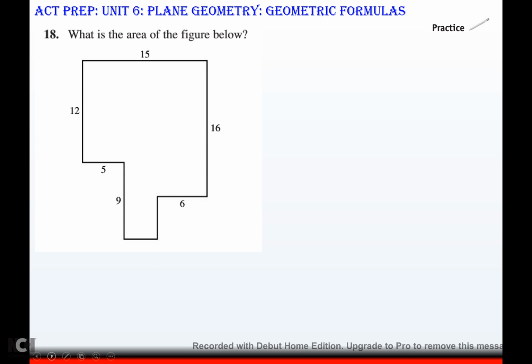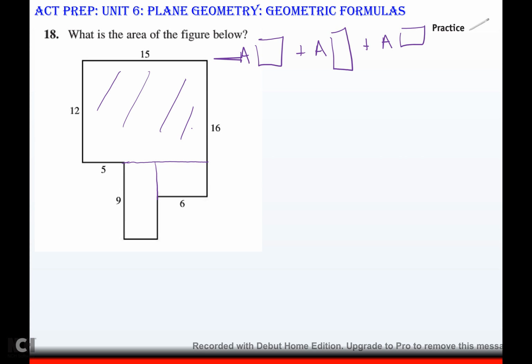Alright, 18, they want the area of this figure. You can cut this up a lot of different ways. I just chose to do this. So I made that, and I made that. So I've got 3 areas here. So if I can find the area of that big rectangle plus the area of the one standing like this plus the area of that short one on the side, I can add them all up.